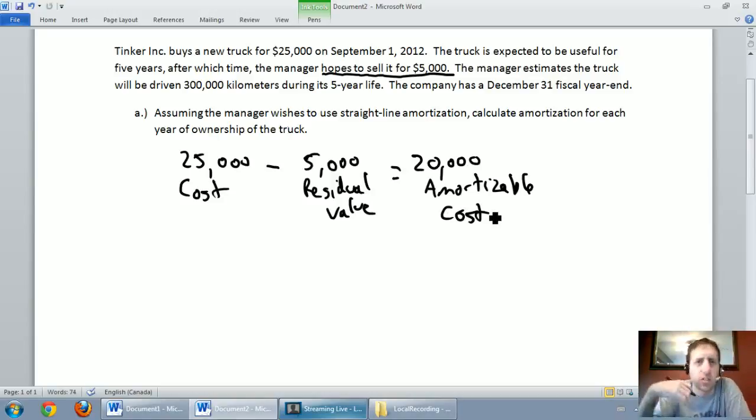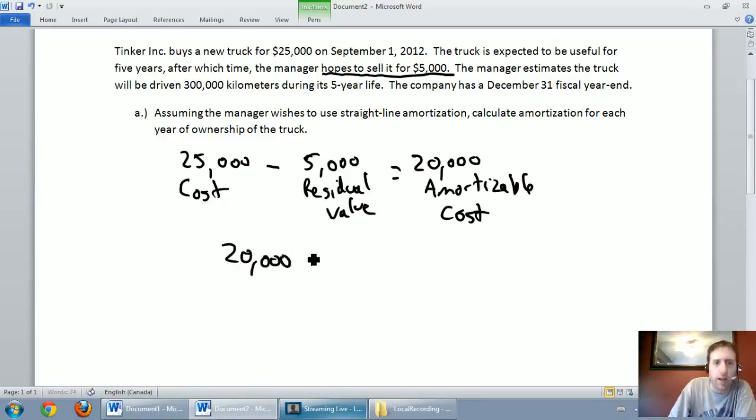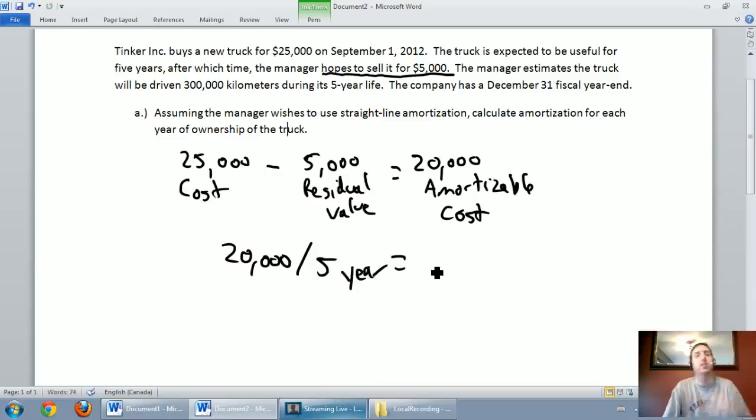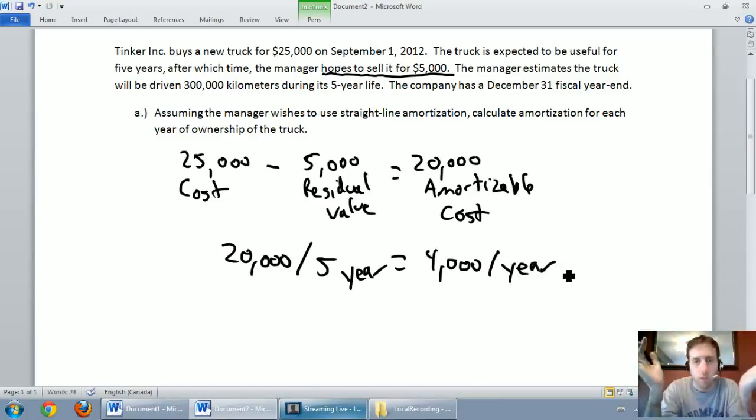Now, the reason we teach straight line first is because it's the easiest. It's dead simple. The math here is very straightforward. We have $20,000 that we want to amortize off our asset. We want to do it over a 5-year period. So we just get an amortization rate, and it's a yearly amortization rate of $4,000 per year. So we're all set. We know we want to amortize this at a rate of $4,000 per year.